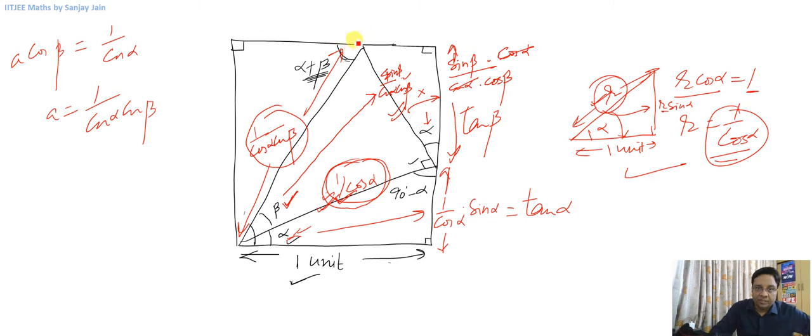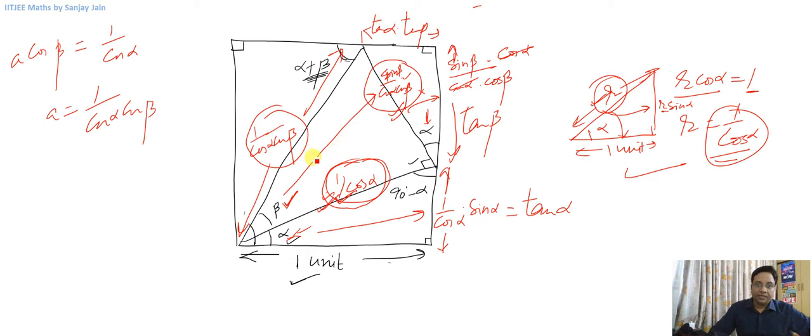Okay, and what will be this segment here? This much. It will be this into this into sine alpha. So it will become sine beta by cos alpha cos beta multiplied with sine alpha. So this will be tan alpha tan beta, right? Because sine alpha by cos alpha is tan alpha, sine beta by cos beta is tan beta. So this segment here, this much segment, is tan alpha tan beta.